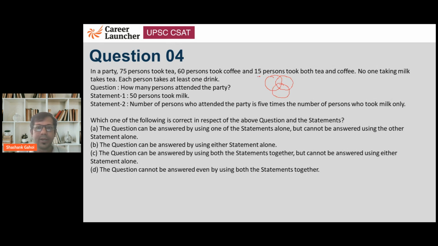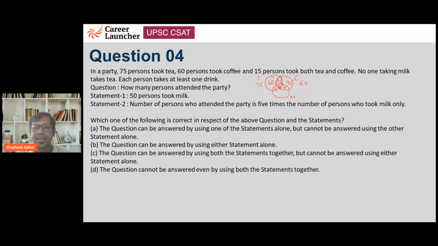So this is my tea, this is my coffee, this is my milk. Total people who have tea is 75. Total people who have coffee is 60, and 15 is in both. Okay. And milk and tea has no intersection. It means it is 0. So this common value comes out to be 15. This is 60, this is 45.